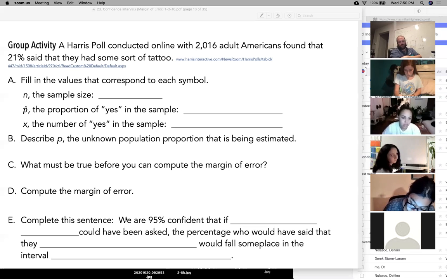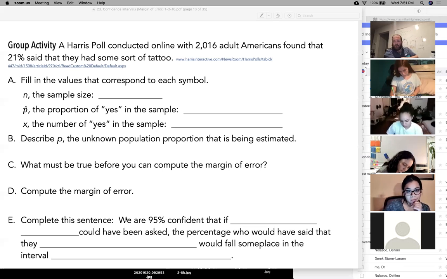Now, C, what must be true before you can compute the margin of error? I think what they're asking here is a little deeper. Online polls are not the best polls to use, because who are the types of people who answer online polls?